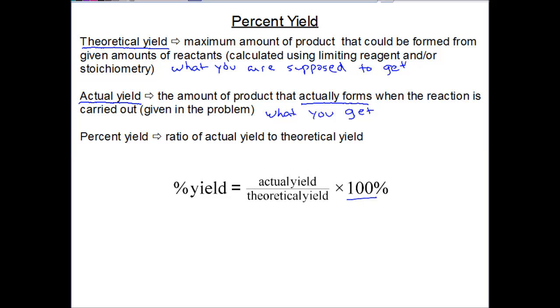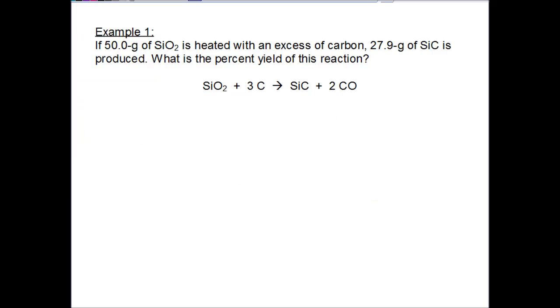So let's look at our first example problem. Again, you've been doing this the whole time. The only thing we're doing is adding this formula right here. All right, example 1. If 50 grams of silicon dioxide is heated with an excess of carbon, 27.9 grams of silicon carbide is produced. What is the percent yield of this reaction?